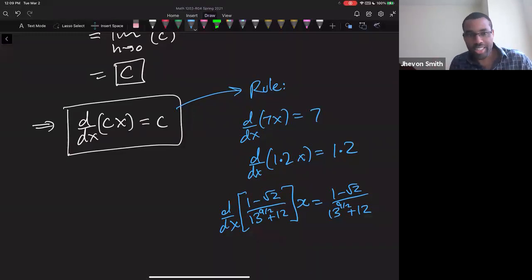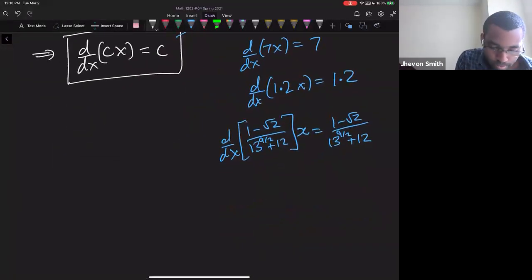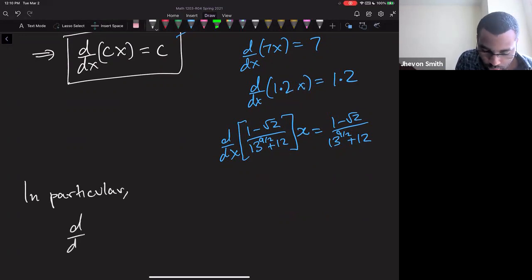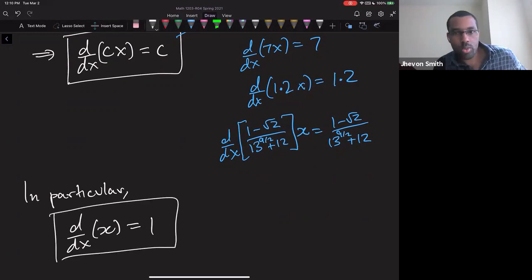Derivative is literally a synonym for slope. Derivative is kind of like a generalization for slope. We use the word slope if we're talking about straight lines. If we're talking about, in general, slope of anything, including straight lines, we use the word derivative, but it really just means slope. In particular, the derivative with respect to x of x is 1. Just a nice thing to know. Derivative of x is 1.